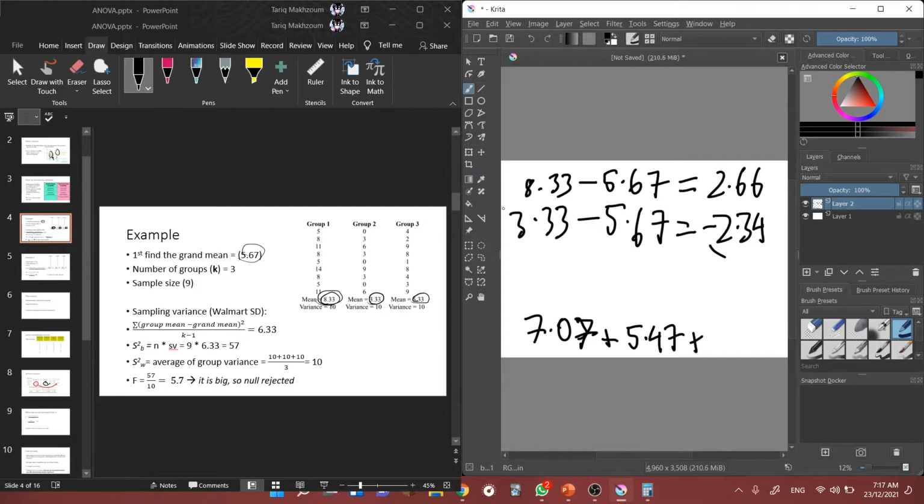And then for the final mean, we're going to have 5.33 minus 5.67. So once again, on the calculator, 5.33 minus 5.67. That's equal to minus 0.34. And once you square this, it'll give you 0.1116. Okay?